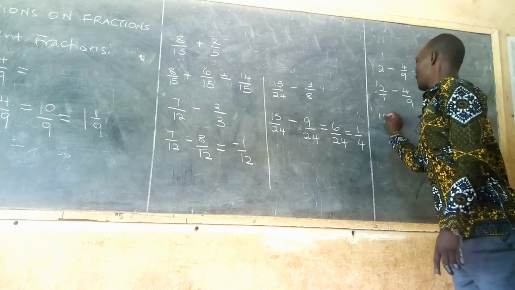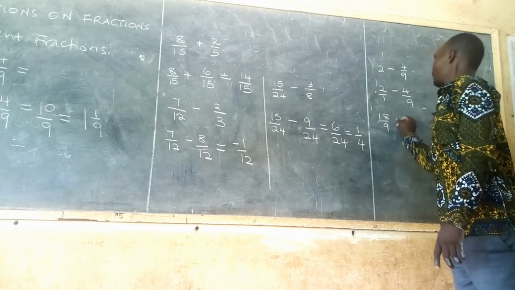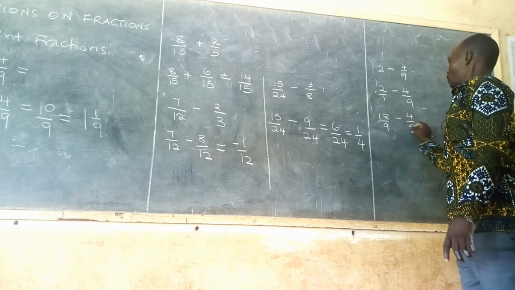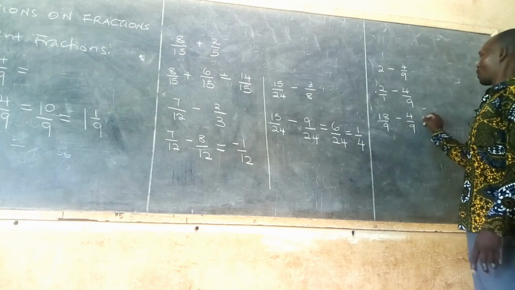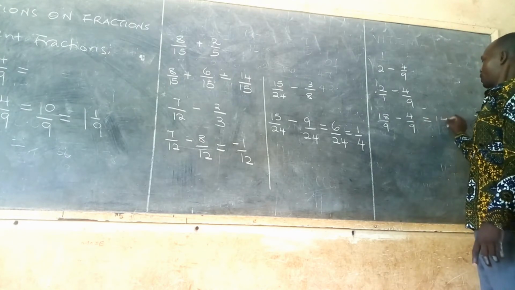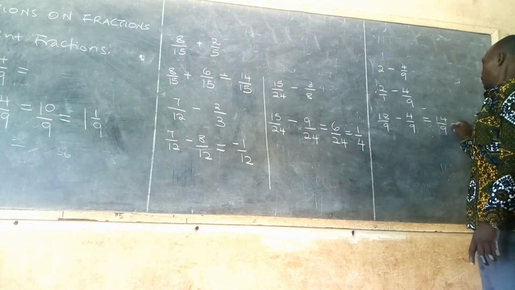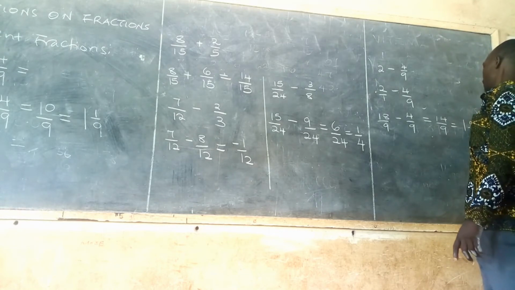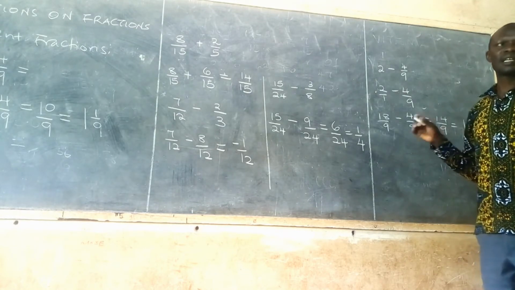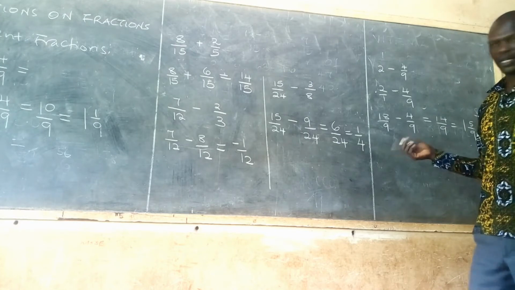It will give me 18 over 9 minus 4 over 9. And that will now be able to give me what? 14 over 9, which is 1 and 5 over 9. This is an area that has really troubled students.